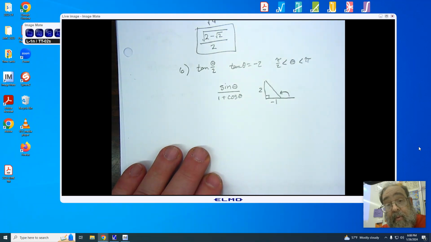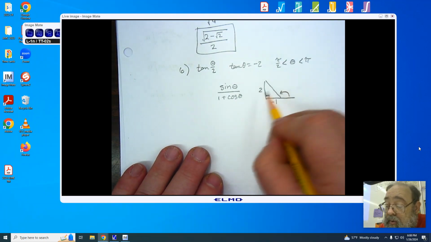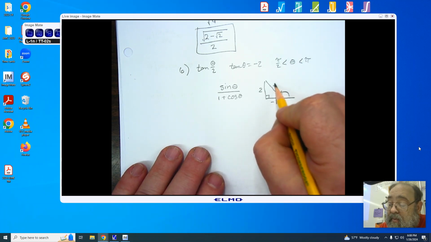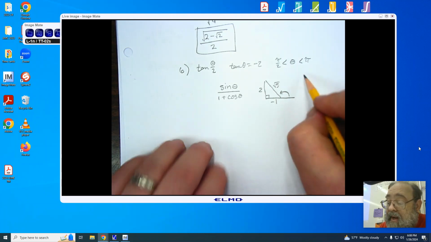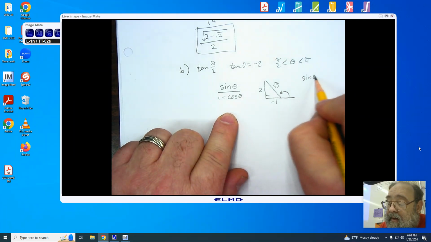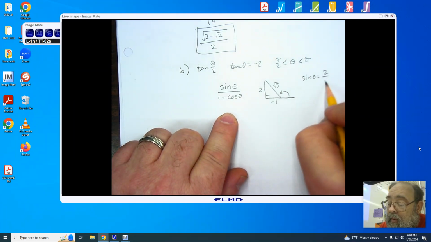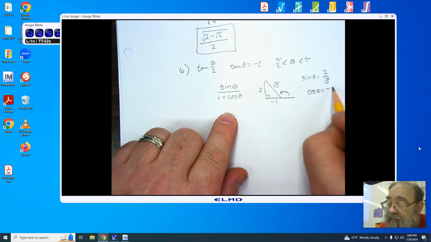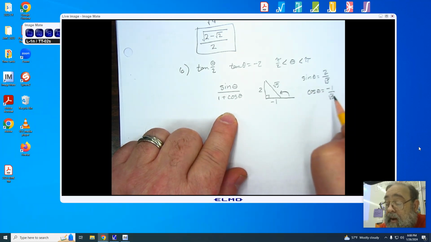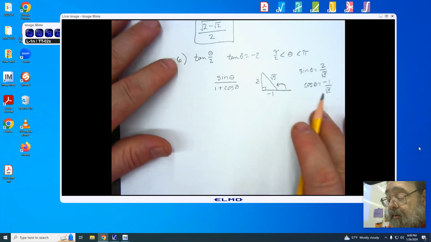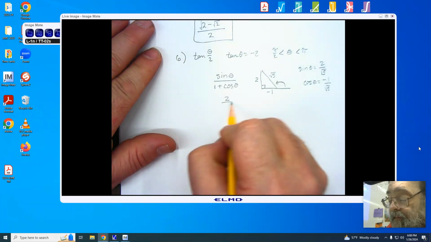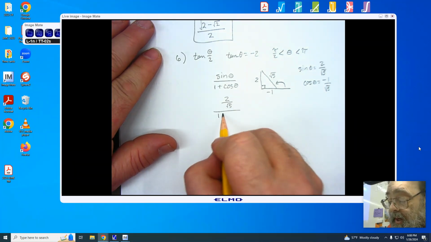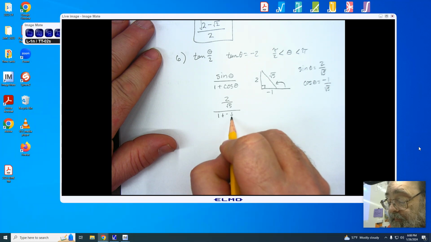This, using the Pythagorean theorem, will yield 2 squared plus negative 1 squared, and I end up getting the square root of 5. That means that the sine of theta is going to be 2 over root 5, and the cosine of theta is going to be negative 1 over root 5. And I'm now going to directly substitute them. So I have 2 over root 5 divided by 1 plus negative 1 over root 5.